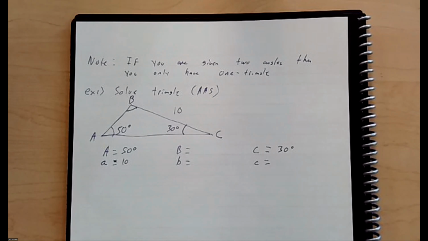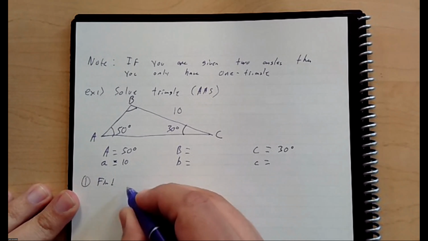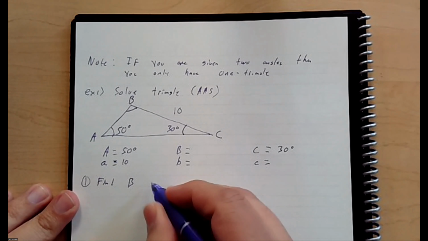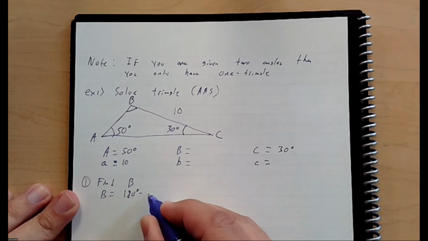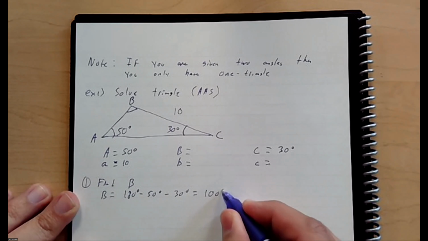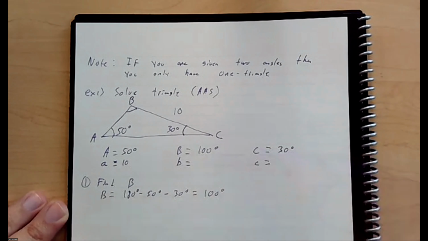So what's the easiest thing we can do here before we get into the law of sines? What can you find? We should be able to find that capital B, right? We've done that many times. So let's do step one here. Find B. B is simply 180 minus the other two angles, which is 100, right?